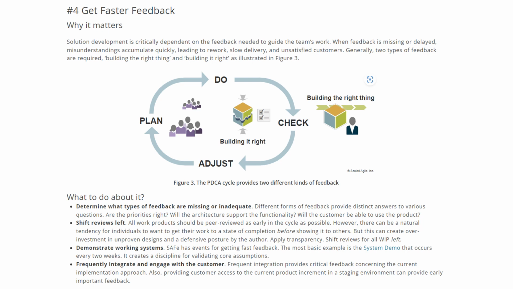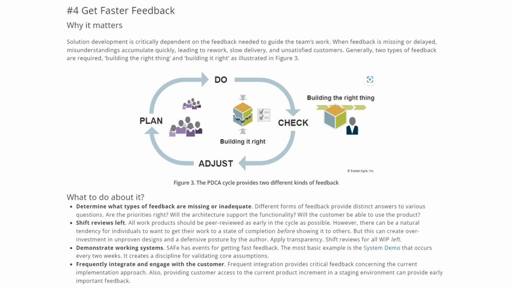Fourth accelerator of flow is get faster feedback. How do we go about getting faster feedback in the context of the team flow? Let us try to understand why it matters for us in a team flow. Solution development is critically dependent on feedback needed to guide the team's work. When the feedback is missing or delayed, misunderstandings accumulate very quickly, leading to rework, slow delivery, and dissatisfied customers.